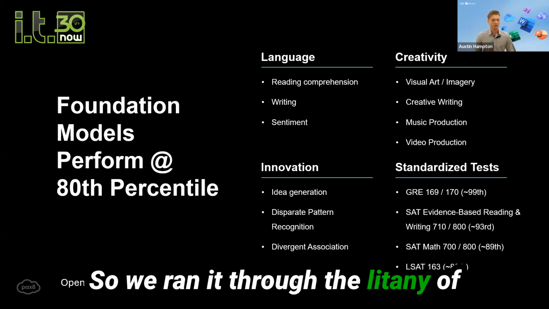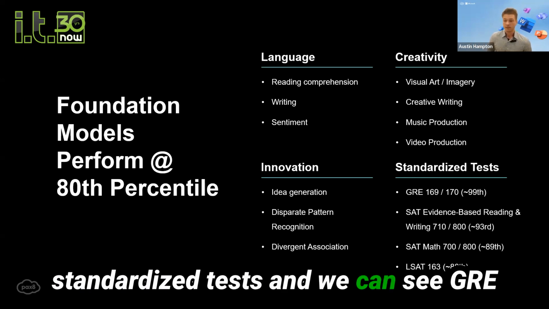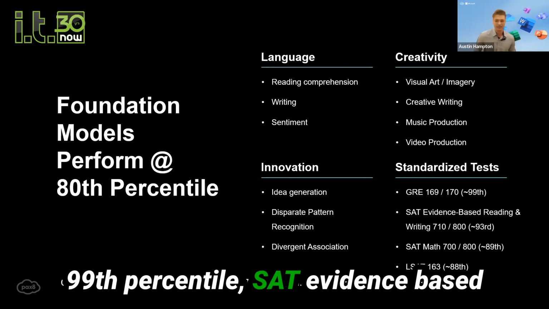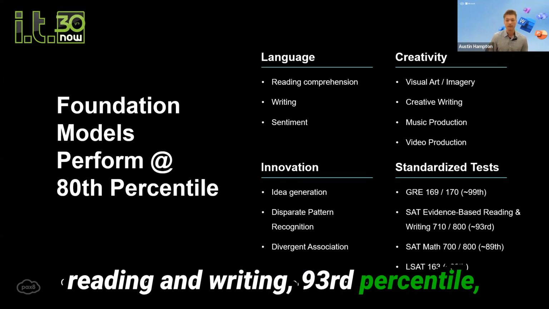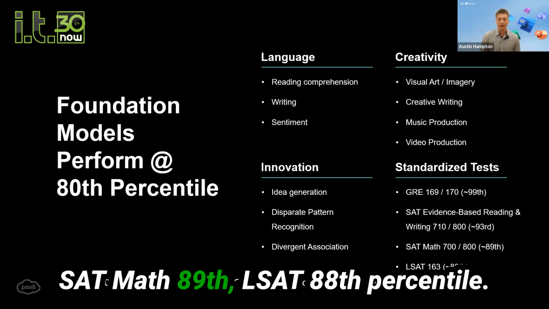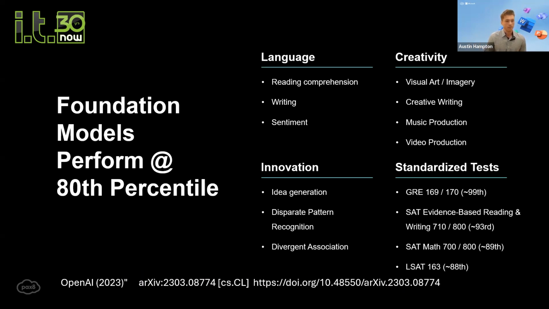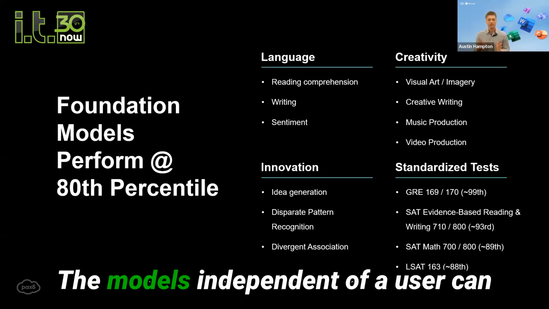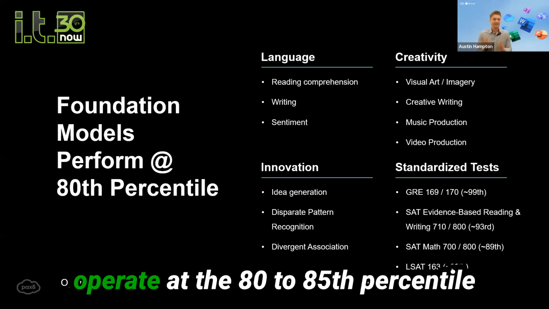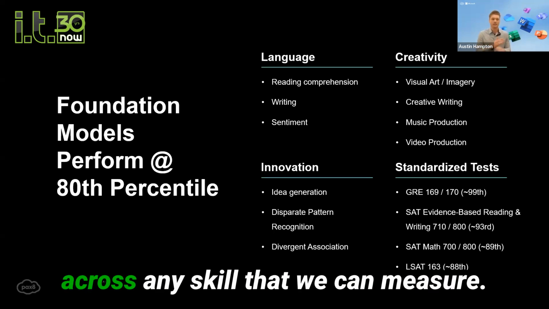So we ran it through the litany of standardized tests, and we can see GRE 99th percentile, SAT evidence-based reading and writing 93rd percentile, SAT math 89th, LSAT 88th percentile. For a brand new technology, getting this level of scores is incredible. This is why this is valuable. The models, independent of a user, can operate at the 80 to 85th percentile across any skill that we can measure.